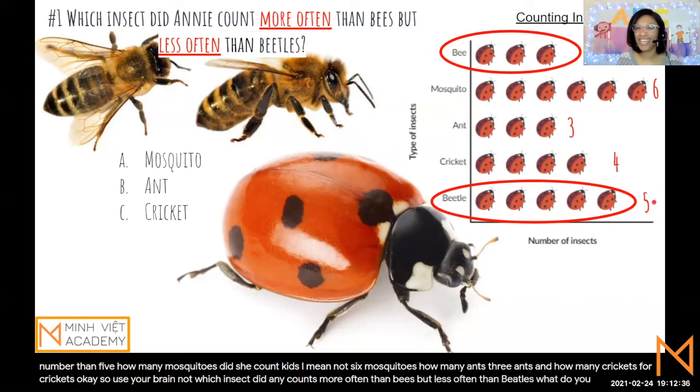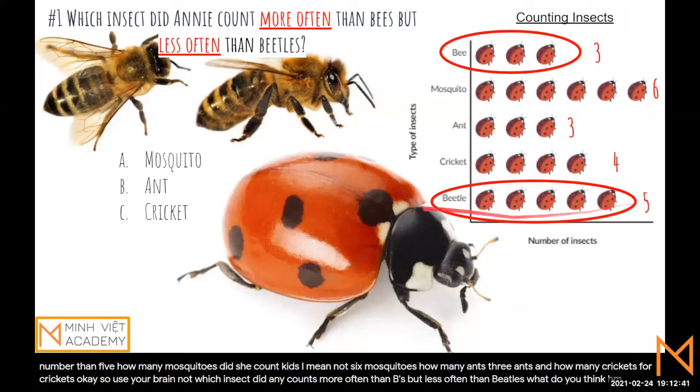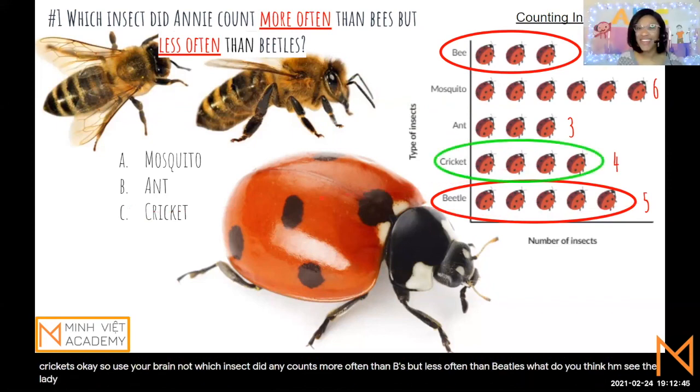What do you think? Hmm? C? Cricket. Excellent. Very good. You got it. The answer is C. Very good. Thank you, Not.